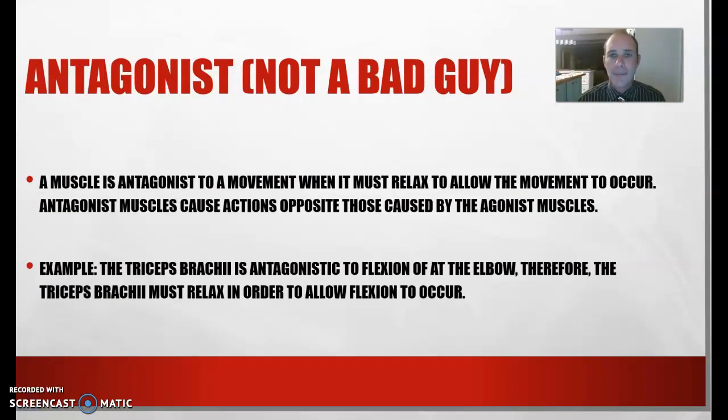Okay, the antagonist. Not a bad guy, just the opposite of the agonist, all right? Again, not English class, okay? The antagonist allows the movement to occur. It's got to relax in order for the agonist to move. So in our example of here to here, we know the bicep brachii is the agonist. Well, the opposite muscle that has to relax in order for it to move is right on the other side, and they're usually right across the other joint. So if this is the agonist, usually the antagonist is located directly across the joint on the opposite side. So agonist, and then the antagonist would be the tricep brachii. So if you're coming this way to here, agonist, antagonist.